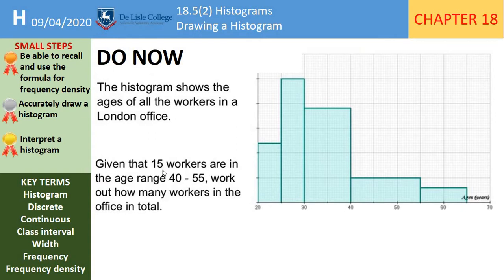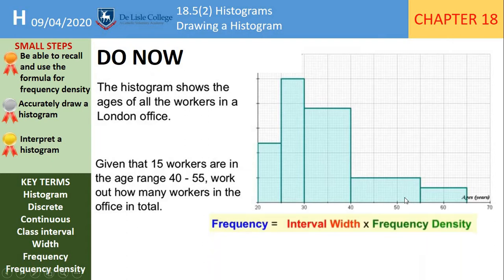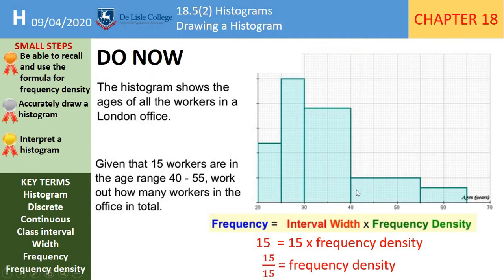So we're given that 15 workers are within this age range here. So 15 is the frequency. The class width or the interval width is 15. Remember, the frequency is equal to the area of the bar, the interval width multiplied by the frequency density. So if the frequency is 15 and the interval width is also 15, we can work out the frequency density by working out the frequency divided by the class or interval width. So the frequency density, the height of this bar, will be 1, and we can label this then on the frequency density or the y-axis.